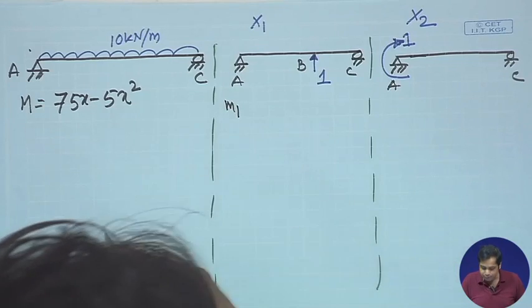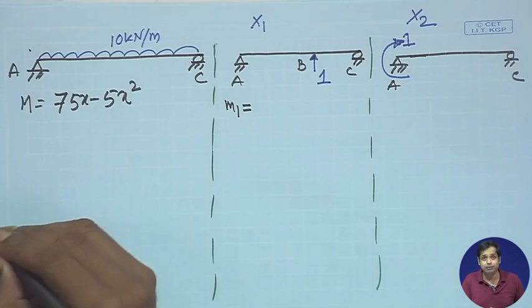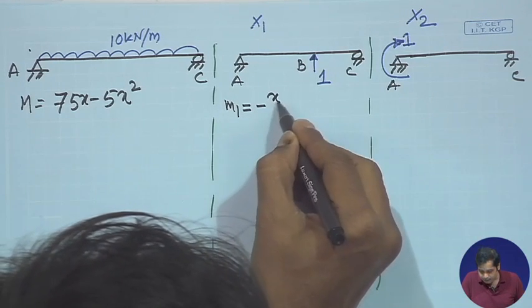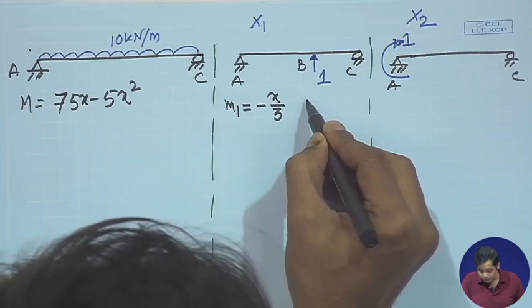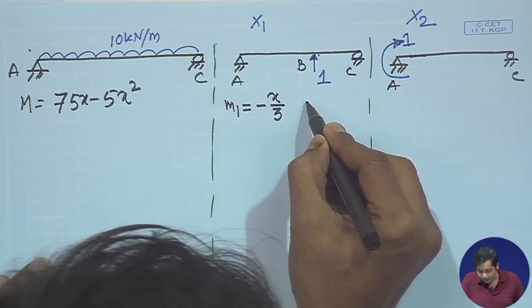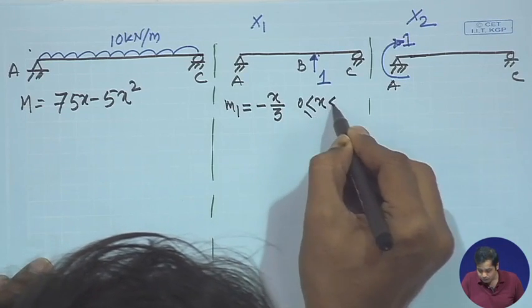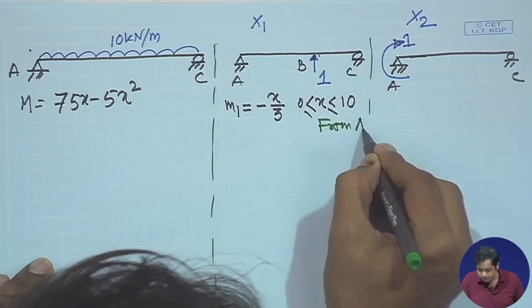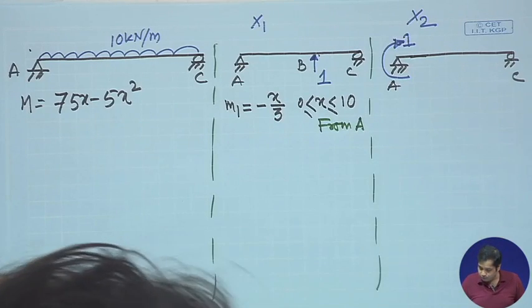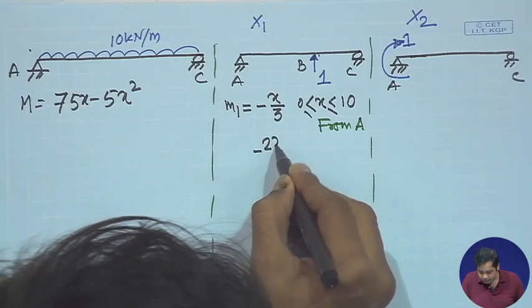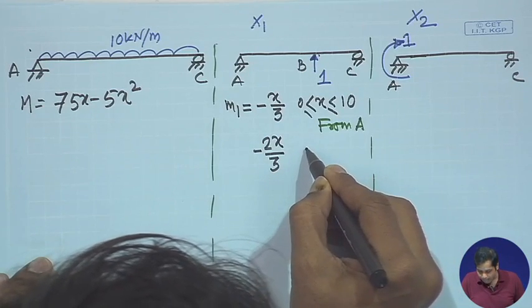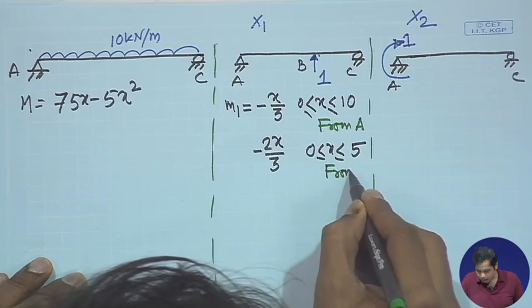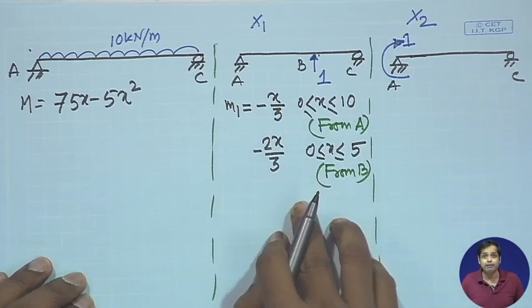What is m1? If you remember, just now we wrote that m1 is minus x by 3 between A and B, when x is between 0 to 10, measured from A, and then m1 is equal to minus 2x by 3 between 0 to 5, measured from B. That we have done just now.